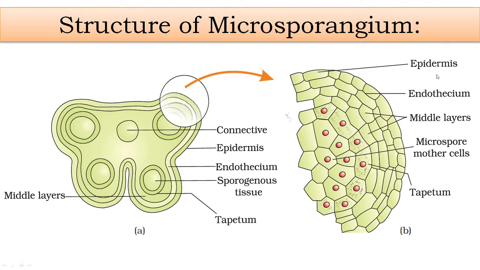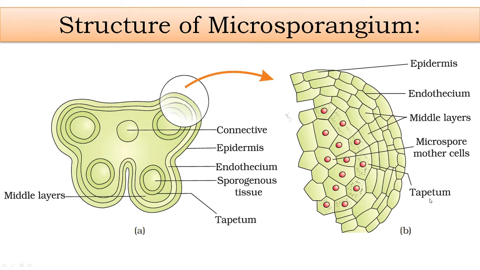The epidermis, endothecium and middle layers serve to protect the microsporangium and help in the dehiscence of the microsporangium. When it becomes a pollen sac, the pollen sac needs to dehisce, so that the pollen grains can be released. These layers also provide protection to the developing pollen grains.